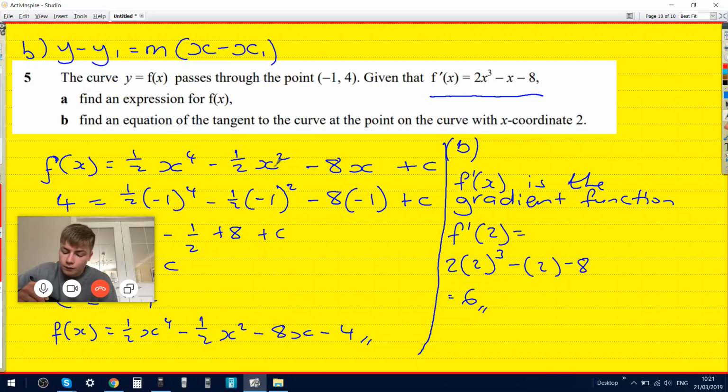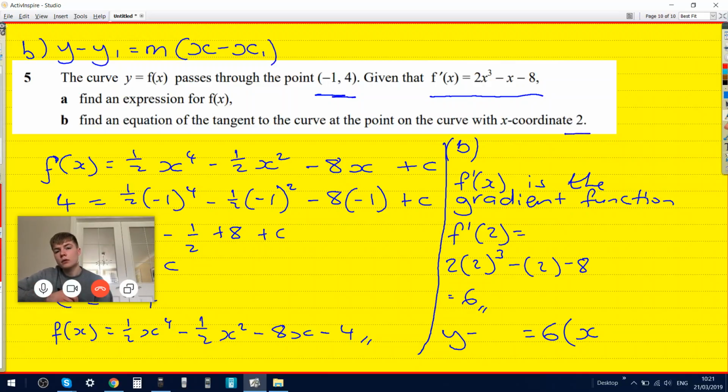y minus 4 equals m, just 6. x minus 1, so that's plus 1. So y minus 4. Hold on. They said, so that would be, you're thinking of the gradient, you're thinking of the equation of the tangent at the point minus 1, 4.